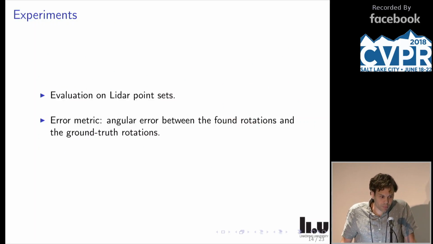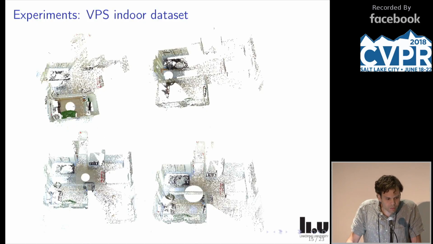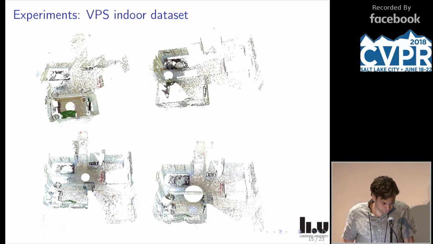We perform experiments on a number of publicly available LiDAR data sets, and we evaluate the angular error between the found rotations and the ground truth rotations. I'm just going to show results from these VPS indoor data sets, which consist of these 4 point sets. And we perform multi-registration on these point sets.